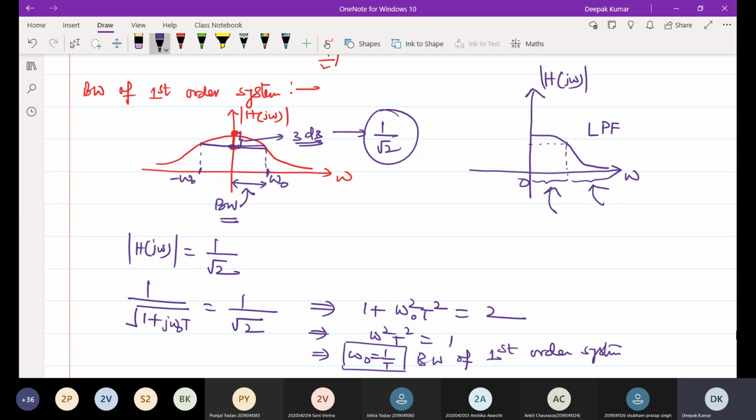So this is the frequency allowed to pass through the system and this is suppressed. Suppress the magnitude. So this is called a low pass filter, and the bandwidth here is 1 by T. So this is the bandwidth of the low pass filter, or we can say that the first order system that we have been discussing from the beginning is a low pass filter, correct?